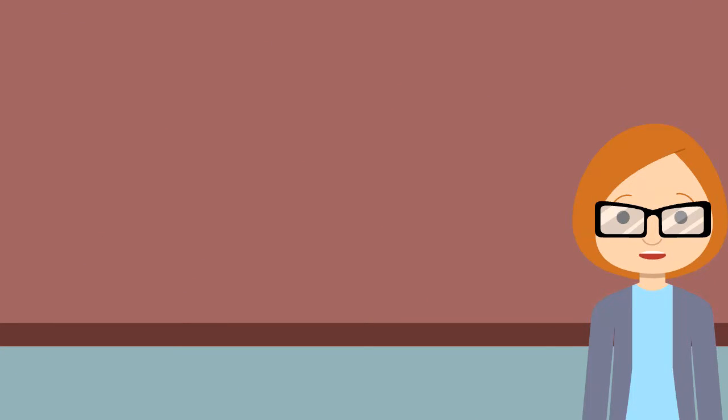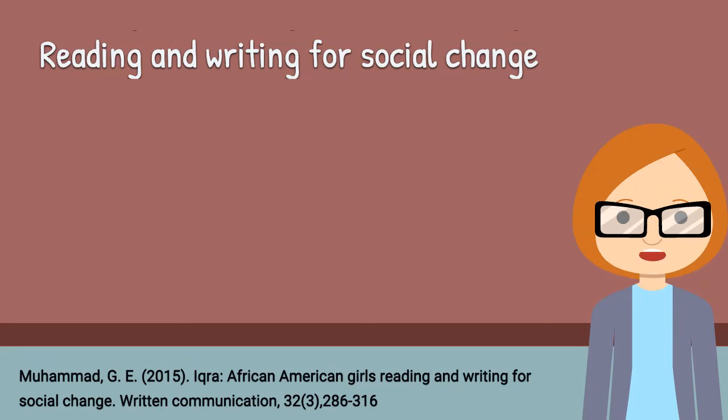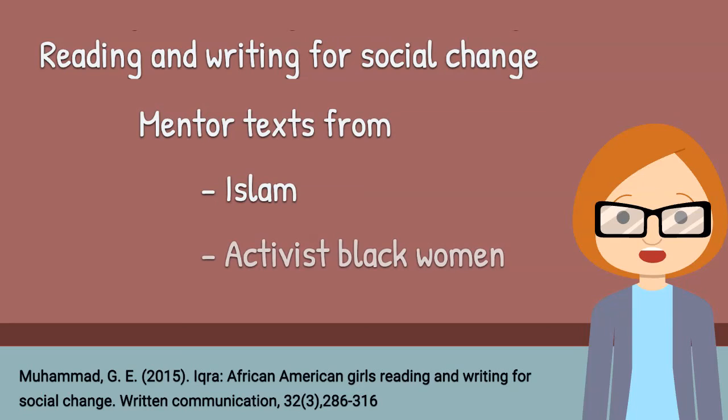I'm going to talk about 3 inspiring examples of culturally responsive literacy instruction that include or can be modified to include digital literacies. The first is Muhammad's program that encouraged African American Muslim girls to read and write for social change. These girls were inspired to write based on mentor texts from both Islam and the writings of activist Black women. Wynn and Castick discussed the benefits of generous exclusion. This program was narrowed to a specific group of girls to capitalize on the strengths of their intersecting identities.